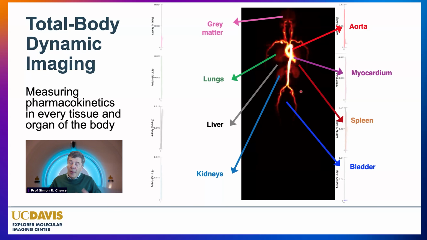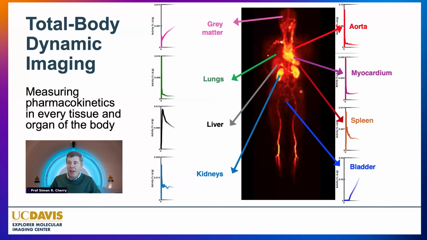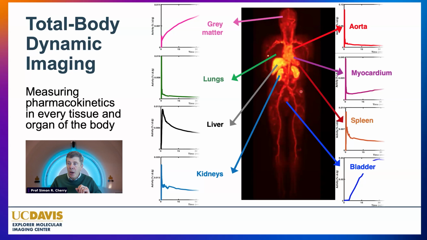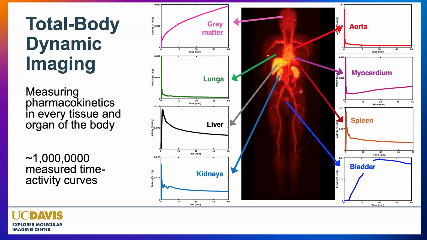So underlying that video, which is very nice to watch, is quantitative data. So from every tissue and organ of the body, we can measure the time activity curve, so the activity concentration of the radio tracer as a function of time. We can actually measure in every single voxel in the body. So we can actually have 1 million of these time activity curves to analyze.